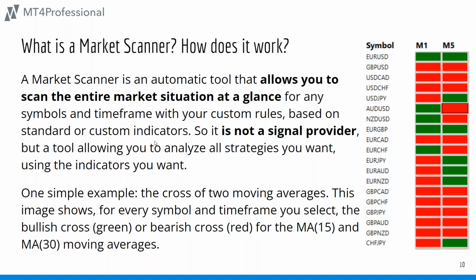So in the image on the right, you can see there's a symbol list, and there are two different time frames that I'm looking at, a 1 minute and a 5 minute. The cross of the moving average is looking at a bullish cross, where I want to see a green signal if the fast moving average is greater than the slow moving average. And I want to see a red signal when the fast moving average is less than the slow moving average. It's a simple comparison, and any scanner worth its salt should be able to do this for you.